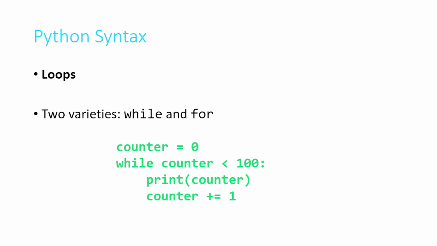And notice also that we don't have to include that \n that we did in C when we were using printf. In Python, by default, it assumes that if you're printing something, it's just going to tack a new line on at the very end for you automatically. So that's kind of nice.